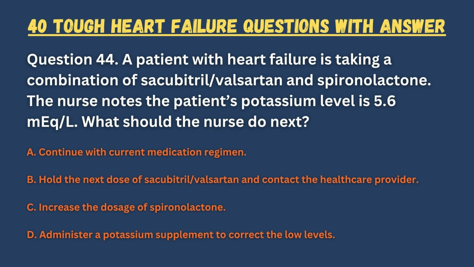The nurse notes the patient's potassium level is 5.6 milliequivalent per liter. What should the nurse do next? A. Continue with current medication regimen. B. Hold the next dose of sacubitril or valsartan and contact the healthcare provider. C. Increase the dosage of spironolactone. D. Administer a potassium supplement to correct the low levels.